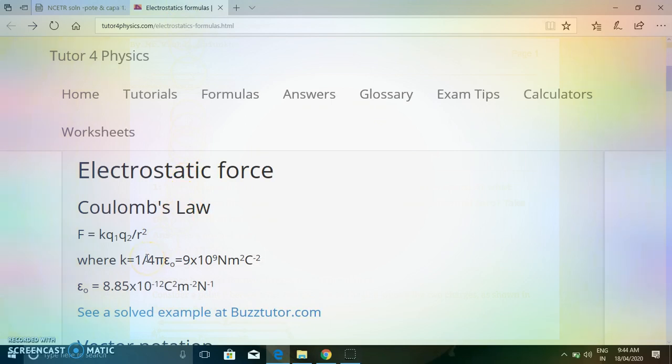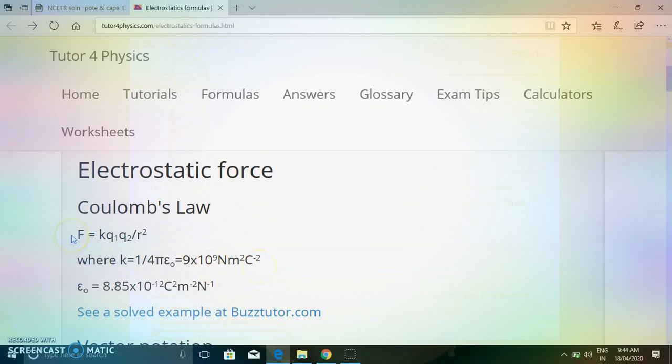According to Coulomb's law, the electrostatic force of attraction or repulsion between two charges is directly proportional to the magnitude of the product of the two charges and inversely proportional to the square of the distance between the two charges. Here k is the proportionality constant, and k is nothing but 1 upon 4 pi epsilon naught. The numerical value for k is 9 into 10 raised to 9 Newton meter square per Coulomb square.